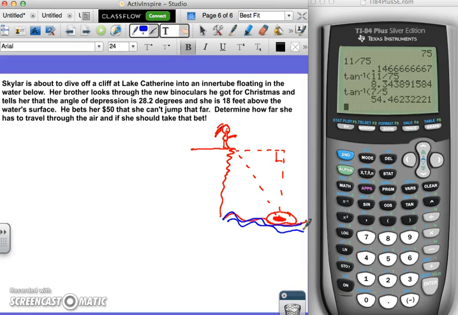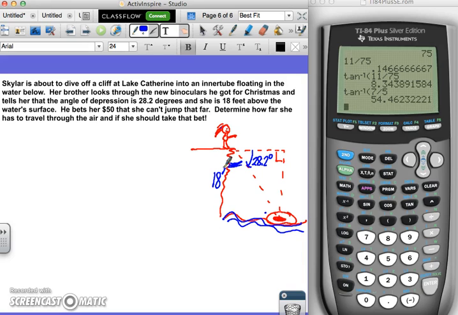Angle of depression. Well, remember, horizontal lines. This down here is an angle, but that's not an angle of depression. Some of you may want to say, hey, that's the angle of depression, it's going down. But remember, angles of elevation and depression go from a horizontal line. So here is our angle of depression right there. It is 28.2 degrees. And she is 18 feet above the water surface. So she's 18 feet up in the air right here. He bets her $50 that she can't jump that far. Determine how far she has to travel through the air and if she should take that bet.